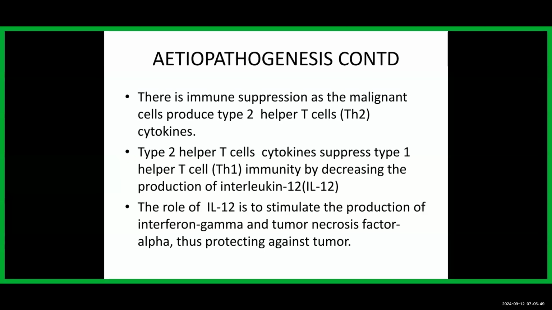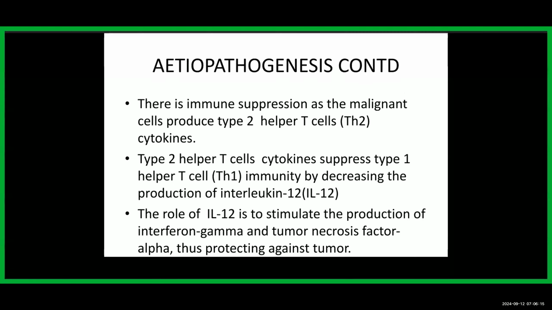What happens is that the type 2 T helper cells suppress the production of interleukin-12. When they do this, it reduces the immunity because interleukin-12 is very important in the production of interferon gamma and tumor necrosis factor alpha, and this is important in protecting against tumor.